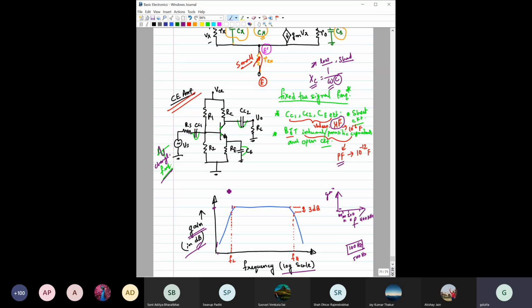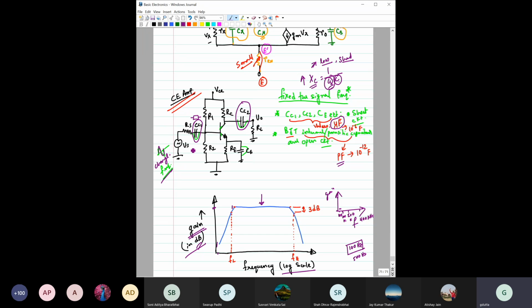Again, see from here. Earlier we chose some frequency in this range such that 1 by omega C is very low, negligible. But when the frequency itself is very low, then X is higher, right? So the impedances offered by this coupling capacitor and all this stuff, you cannot really neglect them. You cannot really say that they are short circuit, right? So that means you have an impedance here along with this RS.